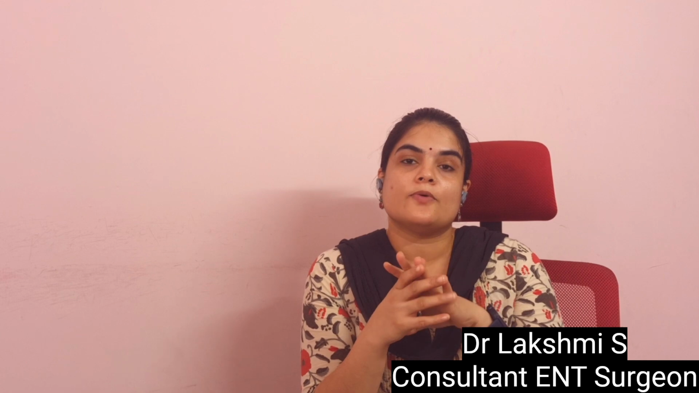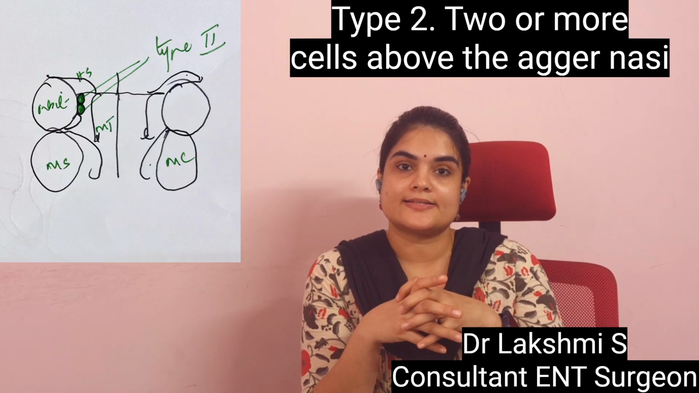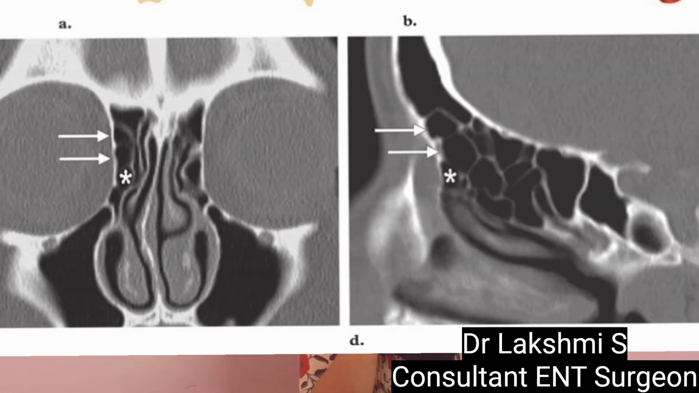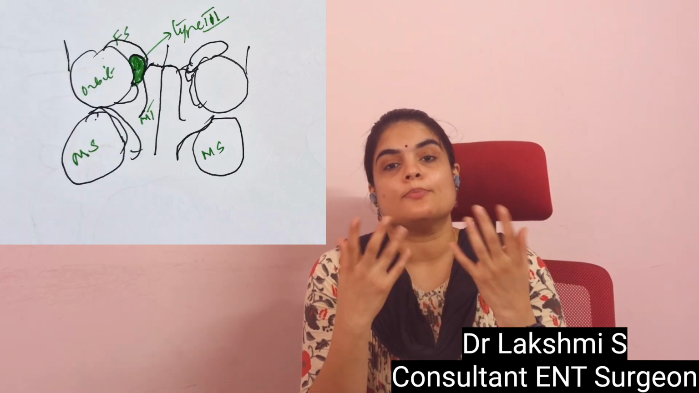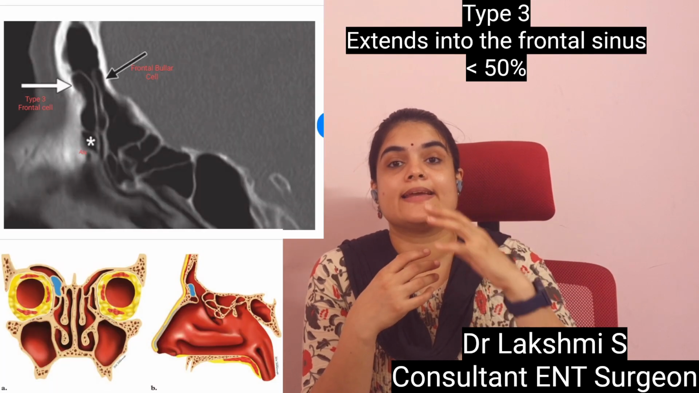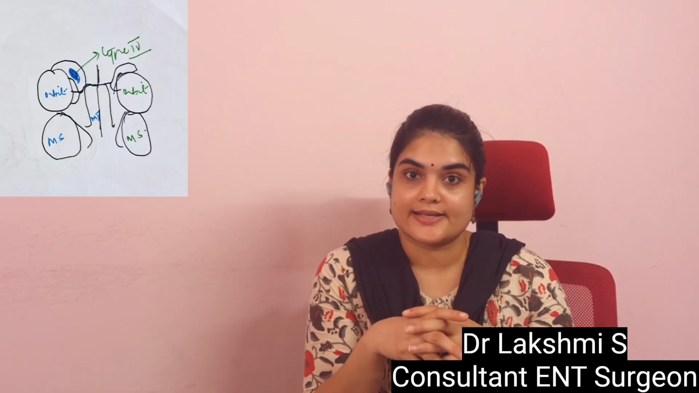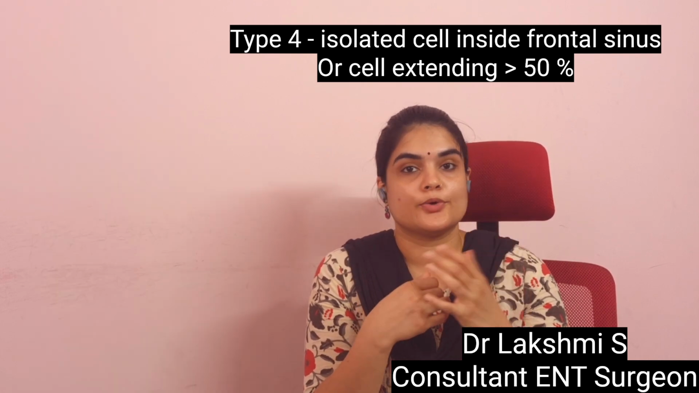So what is the classification of the frontal cells? Kuhn's classification has 4 types. Type 1 is a single frontal cell above the Agger nasi. Type 2 is 2 or more frontal cells above the Agger nasi, but they do not extend into the frontal sinus ostium. Type 3 is a single cell above the Agger nasi that extends into the frontal sinus, or, in a modified way, extends into the frontal sinus but not more than 50% of the vertical height of the sinus. Type 4 is an isolated cell inside the frontal sinus, or a cell above the Agger nasi that extends more than 50% of the vertical height into the sinus.